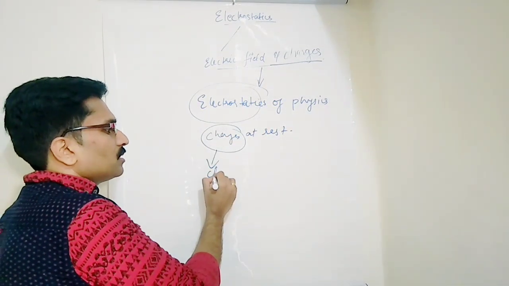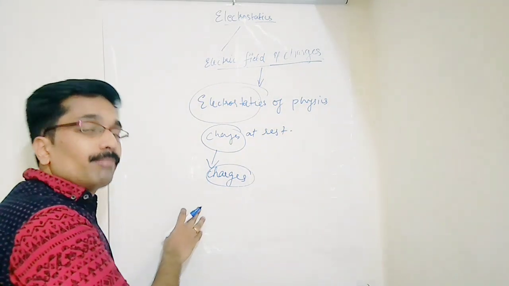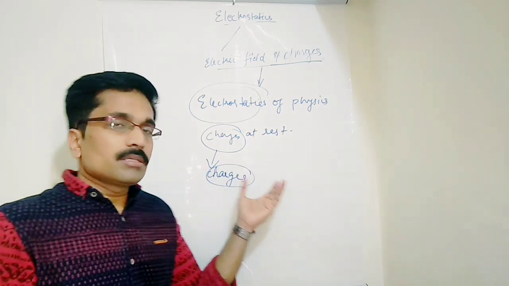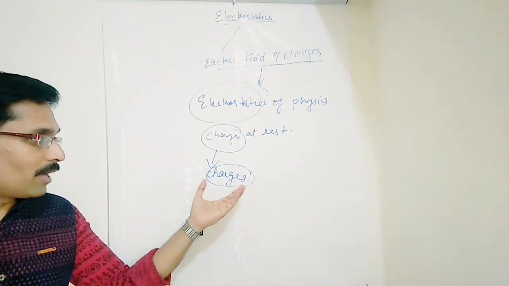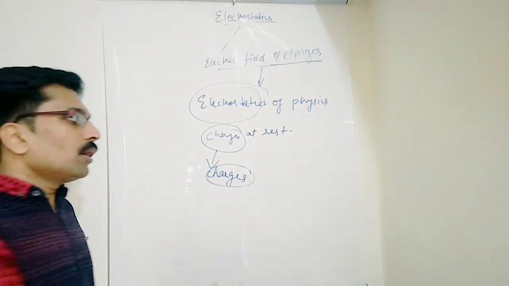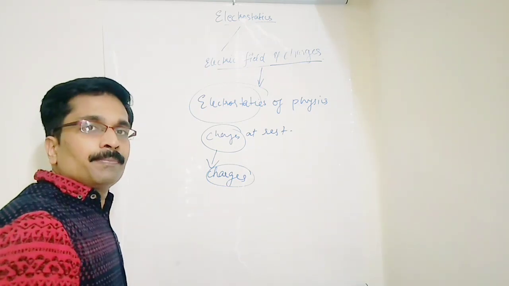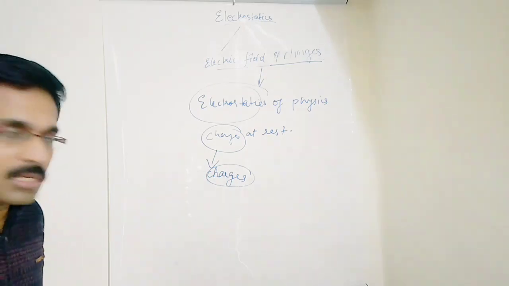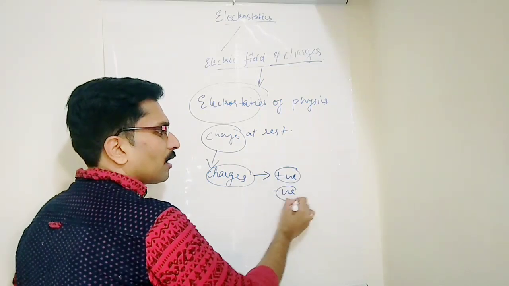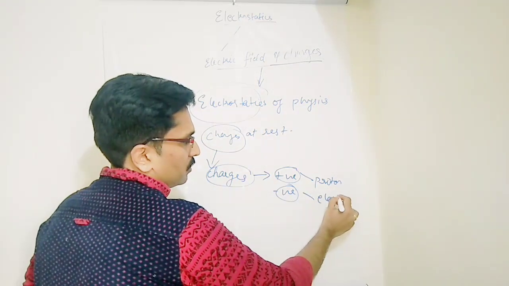Now, what do we mean by charges? Charges are the properties of matter which create an electromagnetic field. Almost all the students of grade 12 as well as 11 may know the electromagnetic field. Charges can be positive and negative, both, and they are carried by protons and electrons.